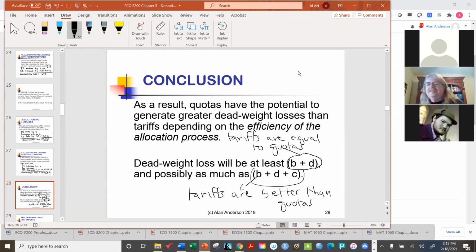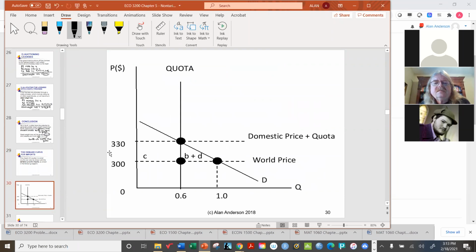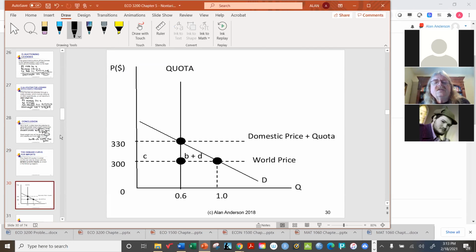So anyway, we still have one more type of protectionism to look at. But first, we've got this other interesting way of looking at quotas, where we're going to have what amounts to the demand curve for imports. So this is a slightly different way of going about our analysis. We have, in this case, a quota of 600,000 bicycles.